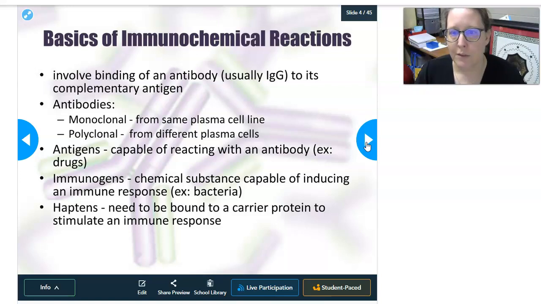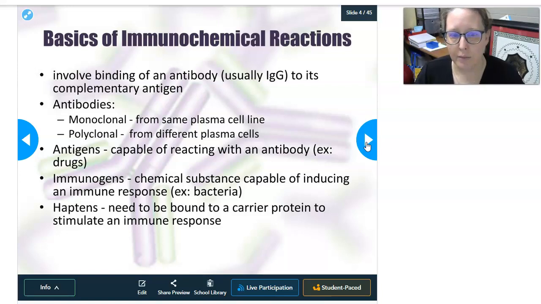Polyclonal ones come from different plasma cells, and so you have a little bit more variety in those, and so they could be two different epitopes and all of that. So generally, in most reagents, you're going to use monoclonal because it allows for more specificity. If you use polyclonal, you could have some cross-reaction.